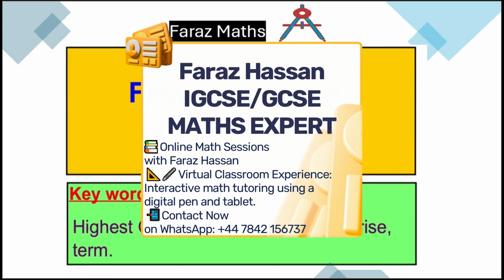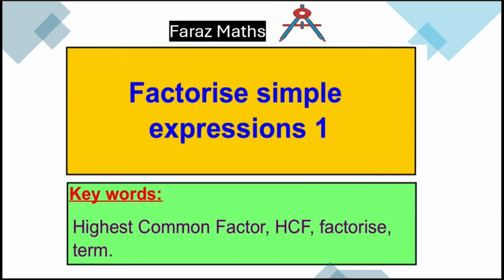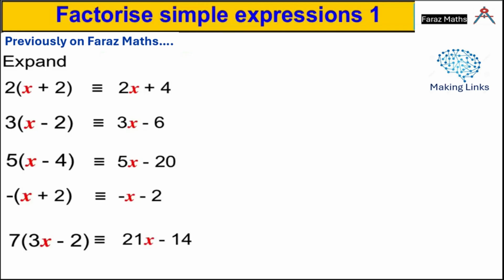It's Mr. Faraz Hassan here, and in this video we are learning factorizing simple expressions 1. Previously on Faraz Maths, you already know how to expand the bracket. If you are given 2 bracket x plus 2, you have to multiply 2 with x, which will give you 2x, and then multiply 2 with plus 2, and that is 2x plus 4.